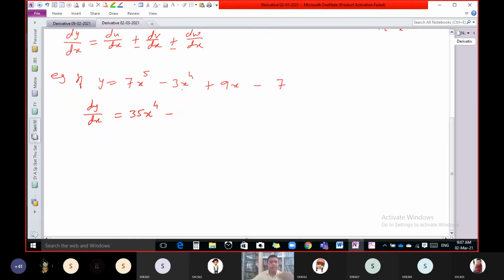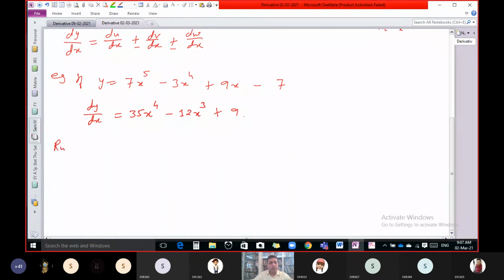Now the derivative of 3x raised to 4 is 12x raised to 3. Correct. Plus the derivative of 9x, which is 9. And the derivative of a constant without x, see there is no x here, so the derivative of the constant number 7 is what? 0. So no need to write 0, and this is our answer. So this is the simple addition and subtraction rule.